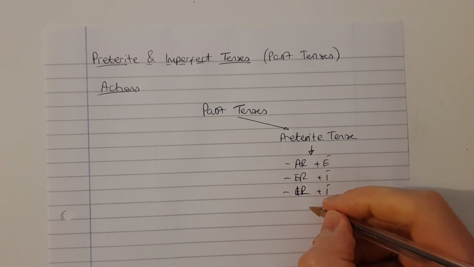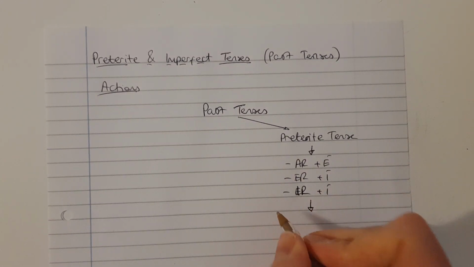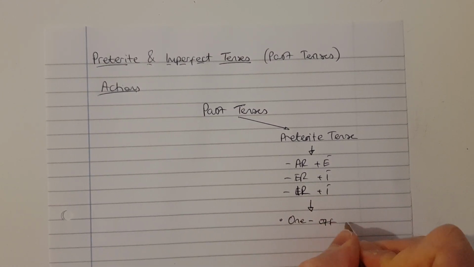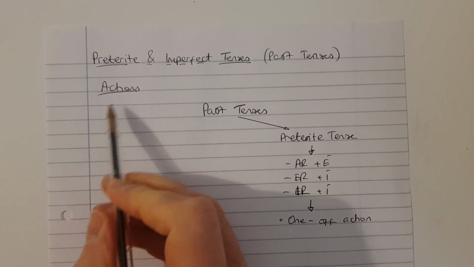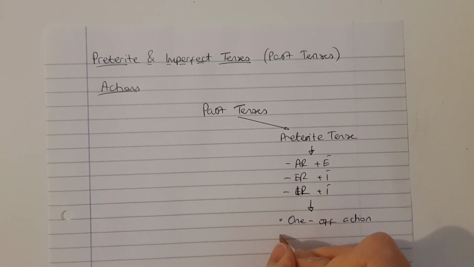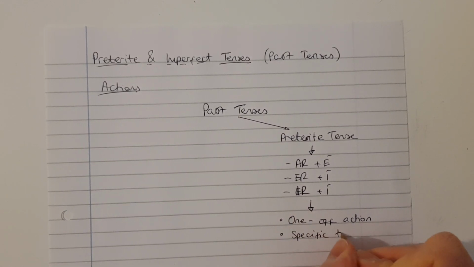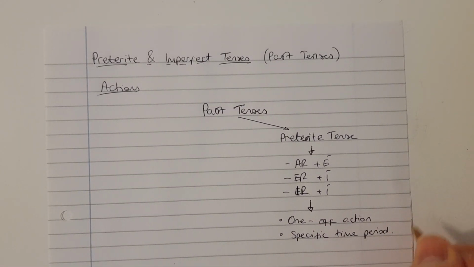And that is one of the keys to the preterite tense, okay? It would need to be in most cases a one-off action or event. But like I said, we're looking at actions today, things that we've done within a specific time frame or time period. And we'll come on to examples of that later on.